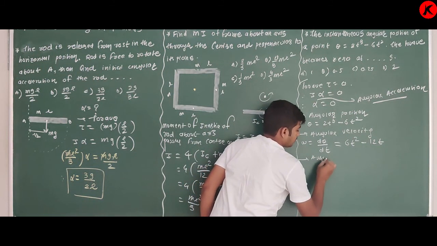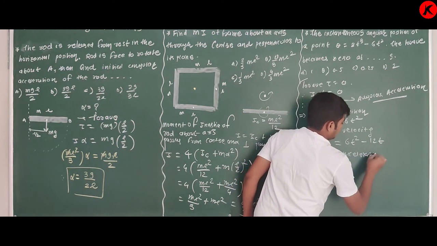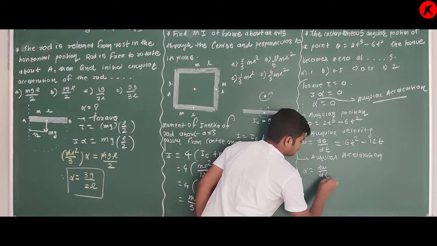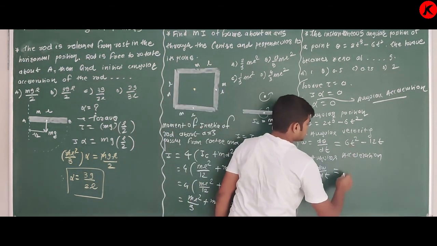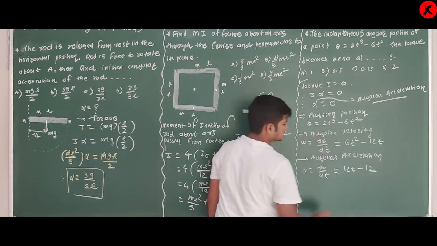Now you have to find angular acceleration. So angular acceleration, alpha, is equal to d omega upon dt. So again differentiation. 6t square means it is 12t, and 12t its differentiation, it is 12.